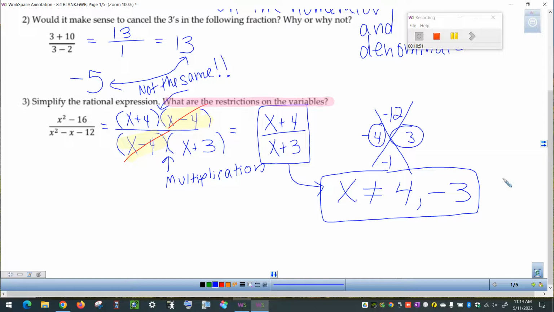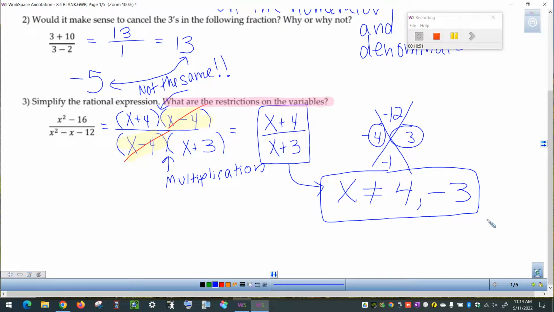So if this was something that we were wanting to graph, so we kind of had a little preview of this, we would say, oh, actually we have a hole in the graph at 4 because that's where it canceled. The only actual vertical asymptote we would have is at negative 3.